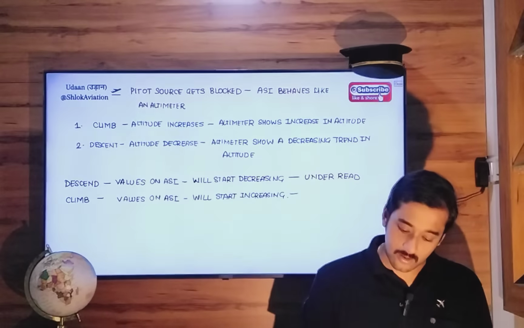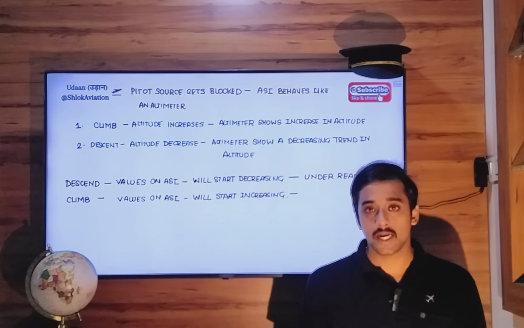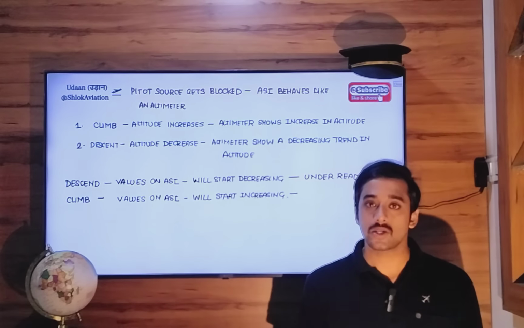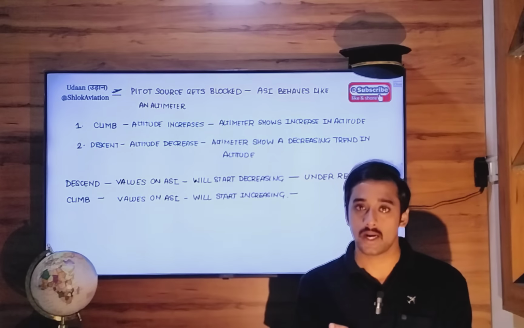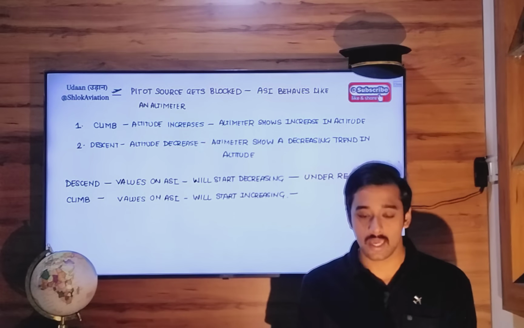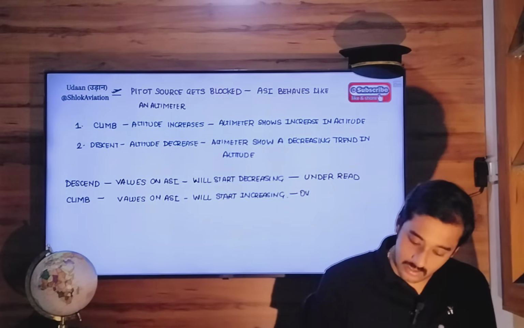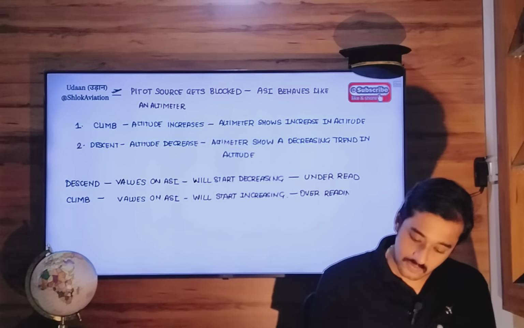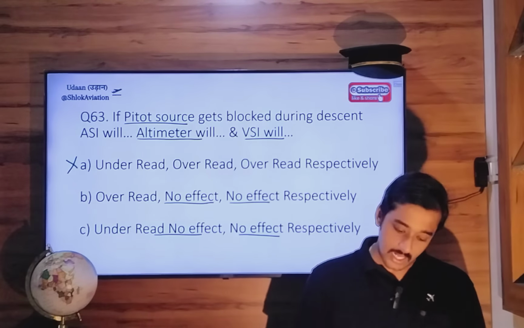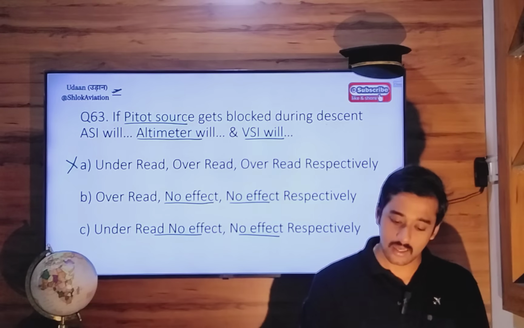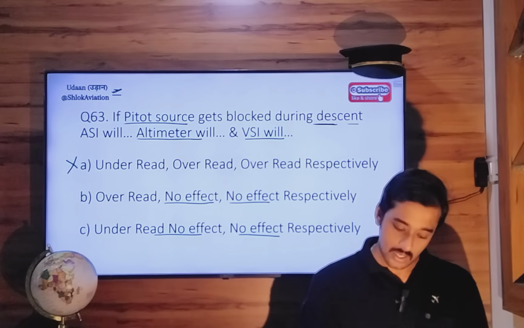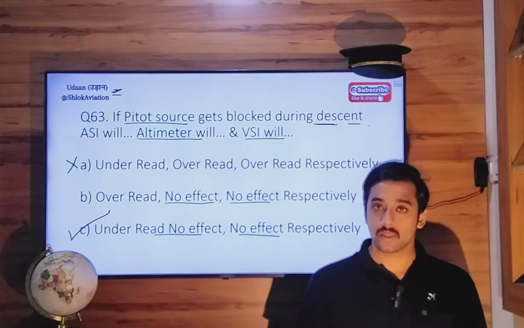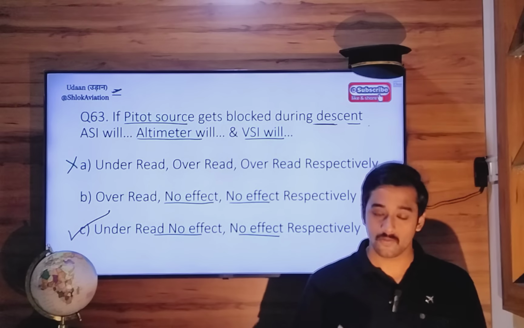When you are climbing at 100 knots, ASI indicator will show some value more than 100, 110, 120. So we call this overreading. So the correct answer here is you're descending in here. So during a descent, your ASI will underread. Okay, it will show a lesser value.